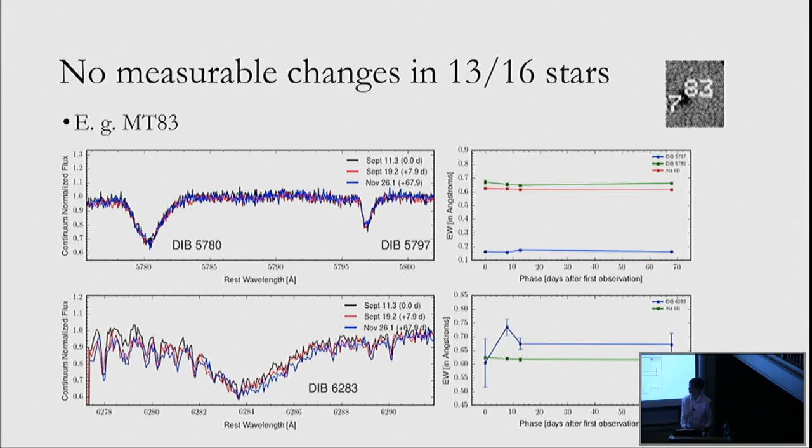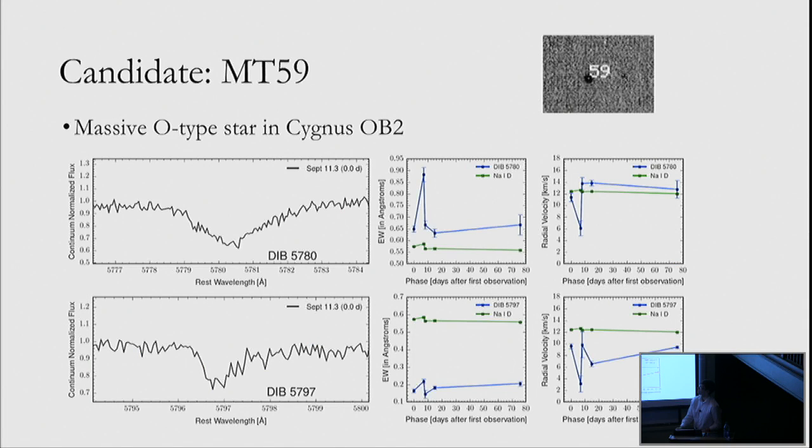So now on to the more interesting candidates. The first candidate for change was MT59, which is a massive O-type star in the Cygnus OB association. It's best shown with animation. So this is the first epoch. On the left is going to be several epochs, and I'm going to scroll through animations. And so here's the first epoch.